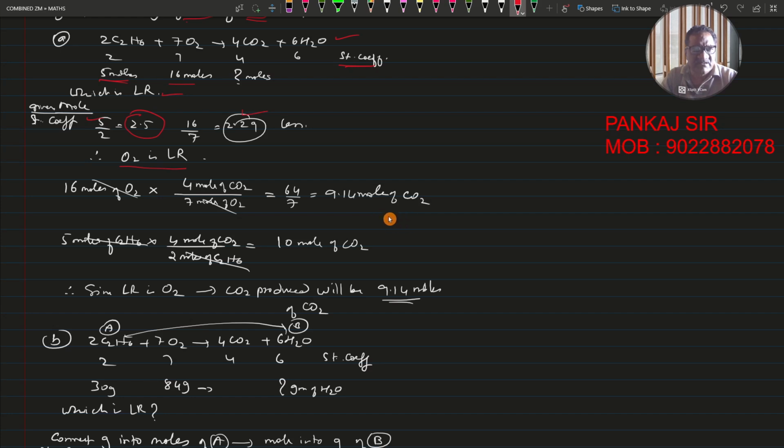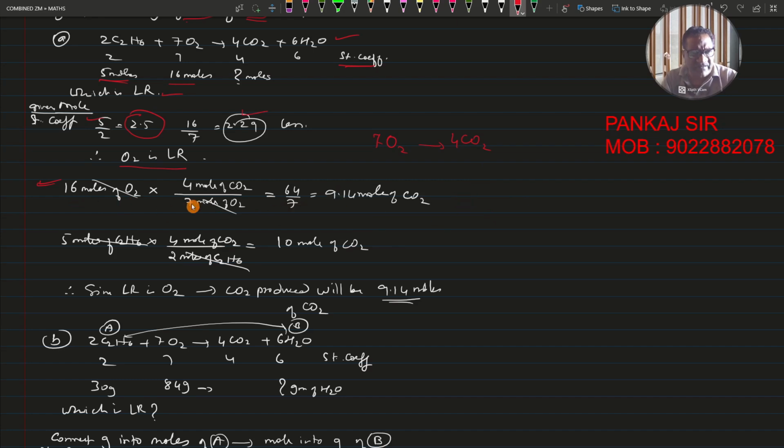So now that we know that oxygen is the limiting reactant, we are interested in oxygen to carbon dioxide. How much carbon dioxide will be produced will totally depend upon the oxygen, because oxygen is the limiting reactant now. These are the stoichiometric coefficients, 7 and 4. Normally, teachers prefer this method directly. So in this method, you have to start.